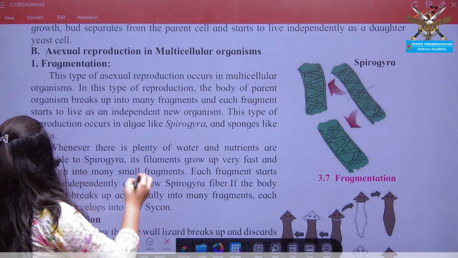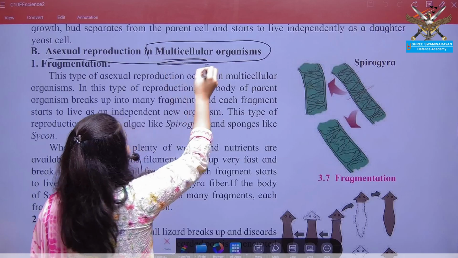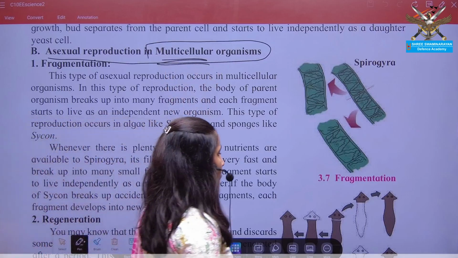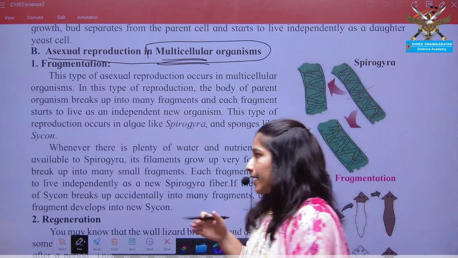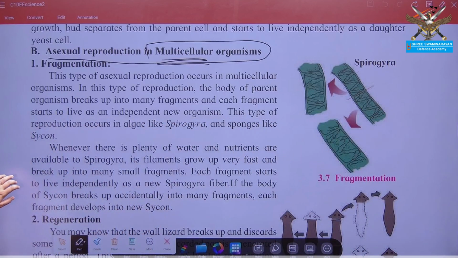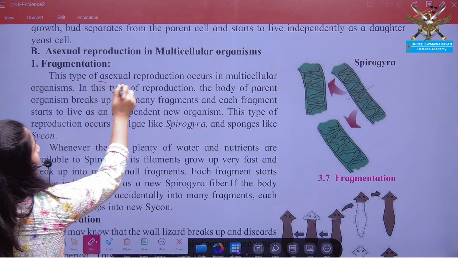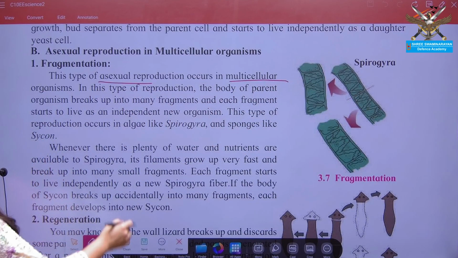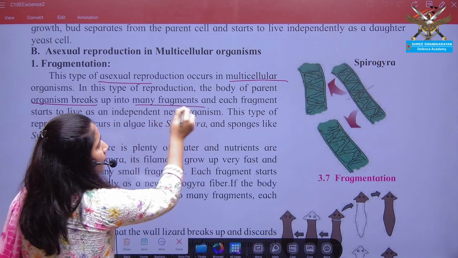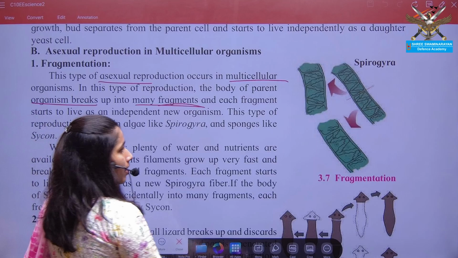Now we'll discuss asexual reproduction in multicellular organisms, such as Spirogyra, Planaria, etc. First we will discuss fragmentation. In fragmentation, the organism breaks into many fragments. It is mostly seen in Spirogyra.